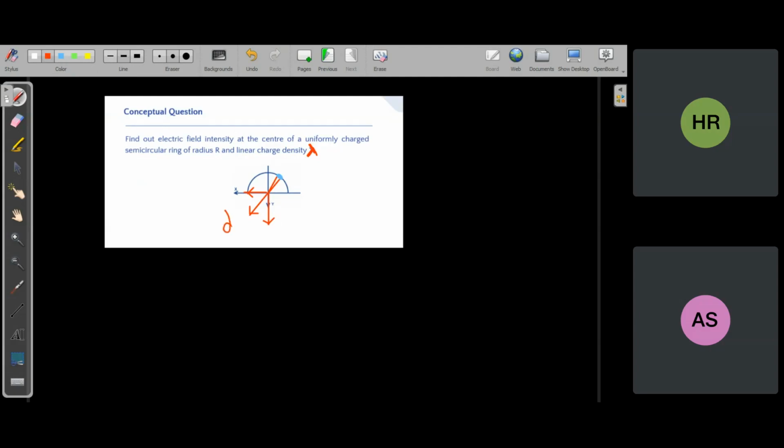This is nothing but dE, the electric field due to this small part of the ring. At an angle theta, we have taken a very small strip which is subtending an angle d theta at the center. So the length of this strip is simply r d theta. Are you getting it?